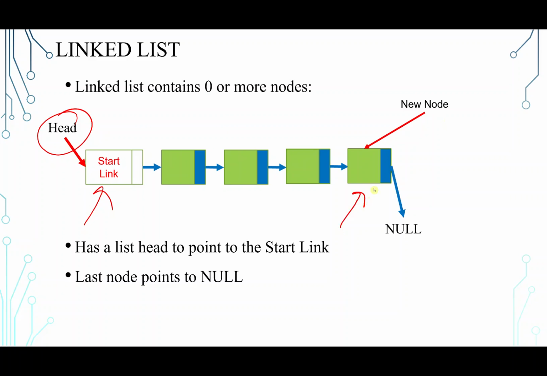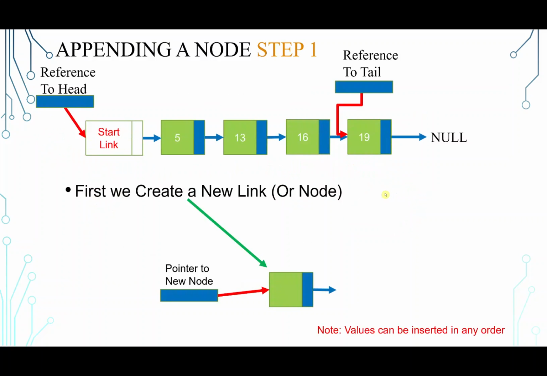Whenever you add a new node, you should make the last node point to the new node, and the new node points to null. Always, the last pointer points to null. This is the most important thing in linked lists, because this is where we are going to have all the traversing.